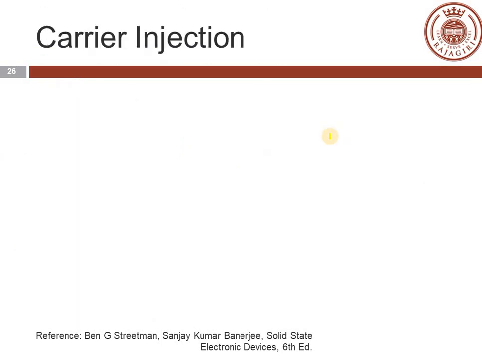Now we will be focusing on the carrier injection. What we are focusing on here is that from the P side, when you apply forward bias, holes will be injected to the N side, and these holes will be minority carriers at the N side. Similarly, from the N side, electrons will be injected to the P side, and these electrons will be minority carriers at the P side.